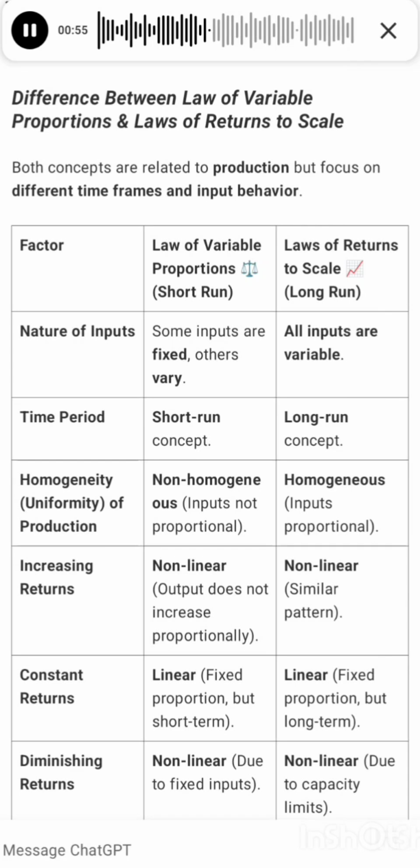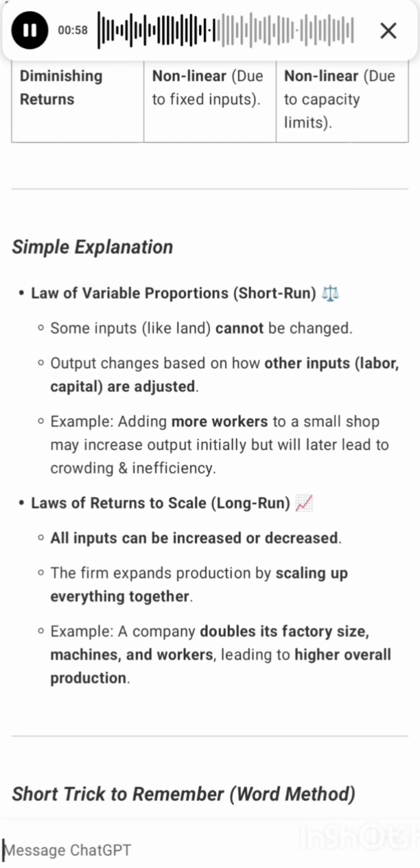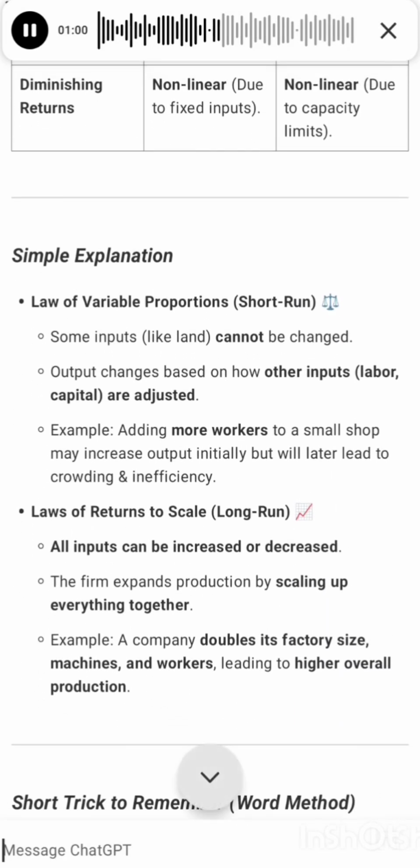Diminishing returns, non-linear, due to fixed inputs. Non-linear, due to capacity limits. Simple explanation. Law of variable proportions, short run. Some inputs, like land, cannot be changed. Output changes based on how other inputs, labor, capital, are adjusted. Example, adding more workers to a small shop may increase output initially, but will later lead to crowding and inefficiency.